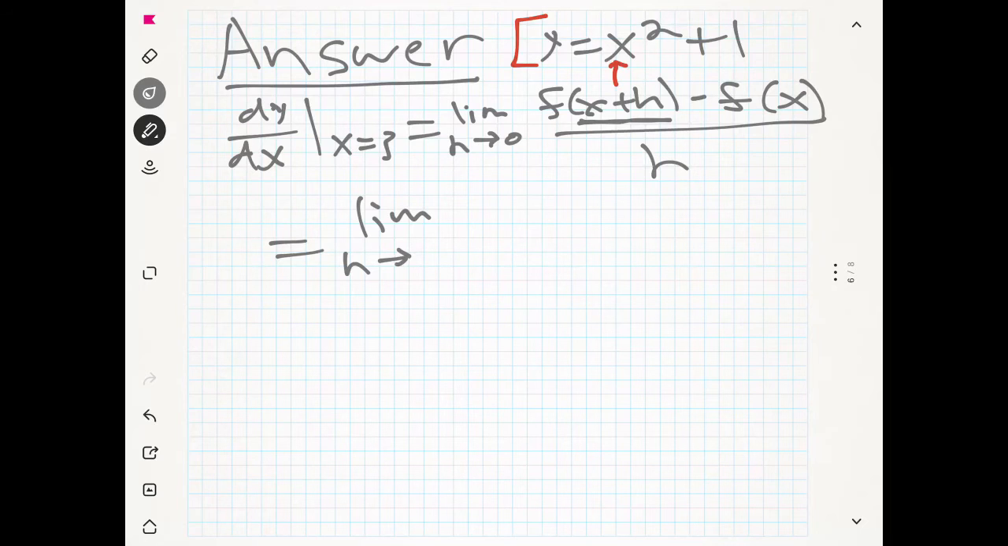So for the f of x plus h, what happens is that we get x plus h in brackets, all squared, plus 1. So you see what I did there? There was an x squared. What I did instead was I plugged x plus h into that x. So that's why it's x plus h all squared, because I literally just plugged x plus h into x. And that's all you need to do.